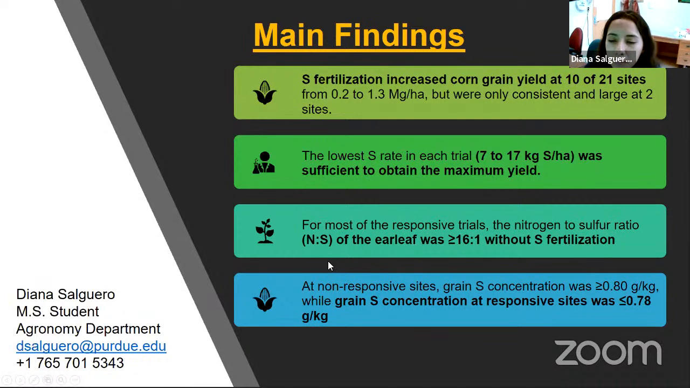In terms of the nitrogen to sulfur ratio in the earleaf, in most of the locations that show a response to sulfur fertilizer, we had a nitrogen to sulfur ratio equal or greater than 16:1 in the plots where we did not apply sulfur. And similar to the grain, the grain sulfur concentration at the responsive sites was equal or less than 0.78 grams per kilogram in the check plots.